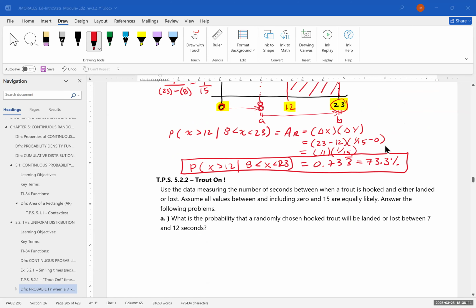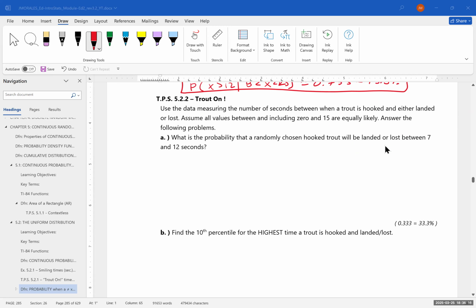All right, so here's a think pair share that you should try on your own. This one I've given the answers down here so you can see if you're correct. You can continue to watch if you want to see my solution to this problem.